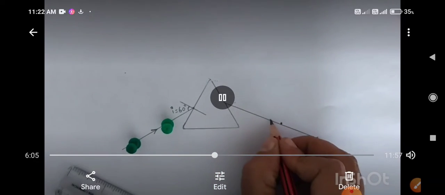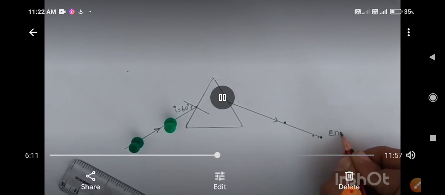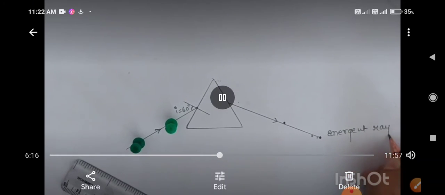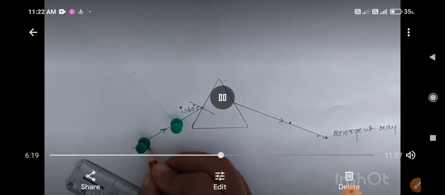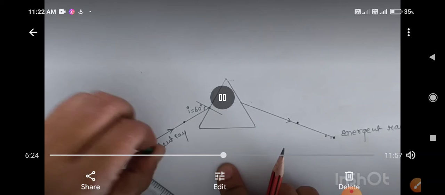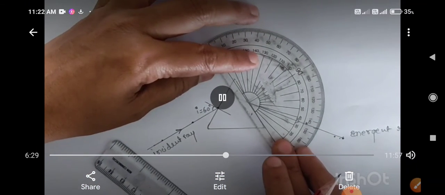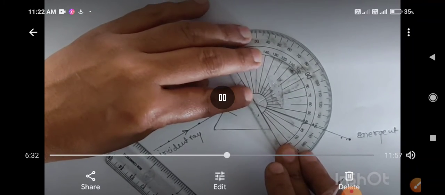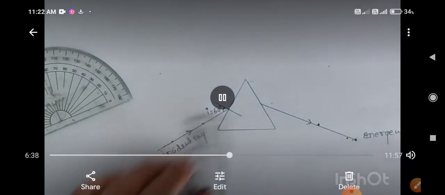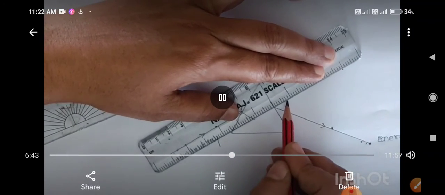Now this ray we call an emergent ray. This ray is called an emergent ray. Okay. And this one is what? Incident ray. This is the incident ray. Now I remove these two pins also. And what I'll do here, I'll plot a perpendicular line that will act as a normal here. So this is a line which is perpendicular on this point, which is nothing but a normal.